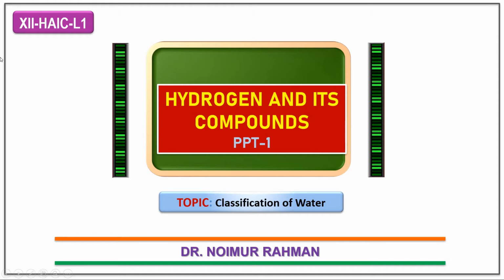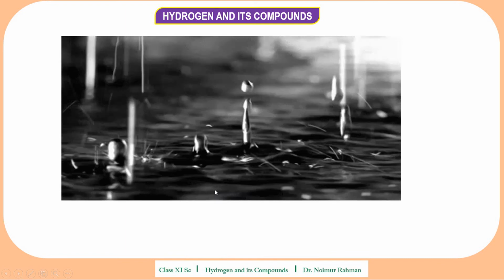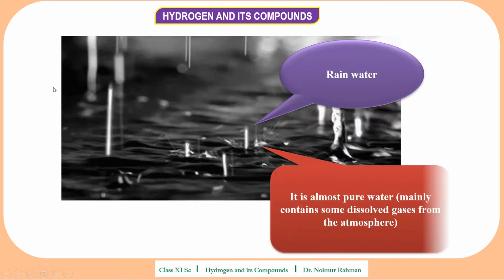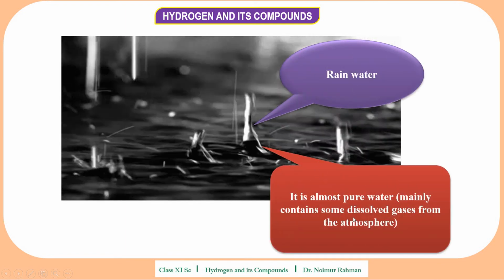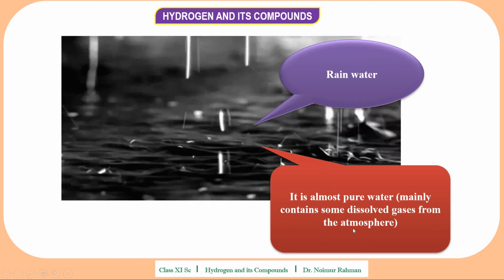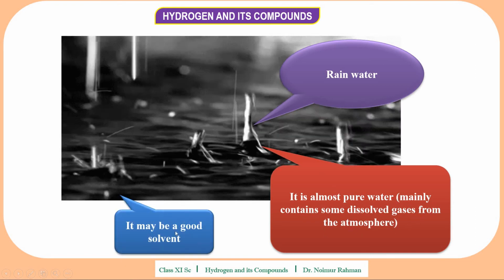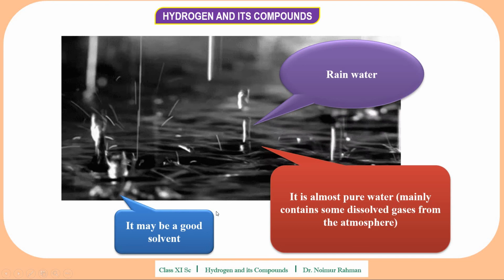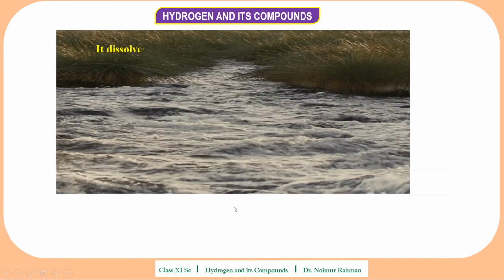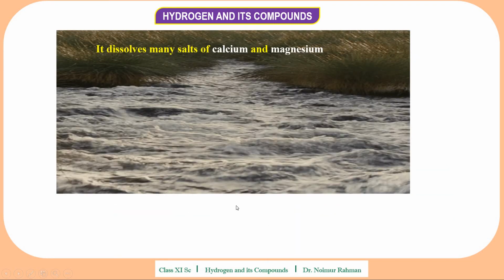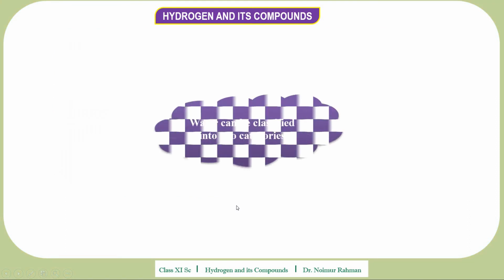Hello students. Today our discussion topic is classification of water. We know rainwater is the purest form of water, which mainly contains some dissolved gases from the atmosphere. Hence, it acts as a good solvent. Water dissolves many salts of calcium and magnesium.